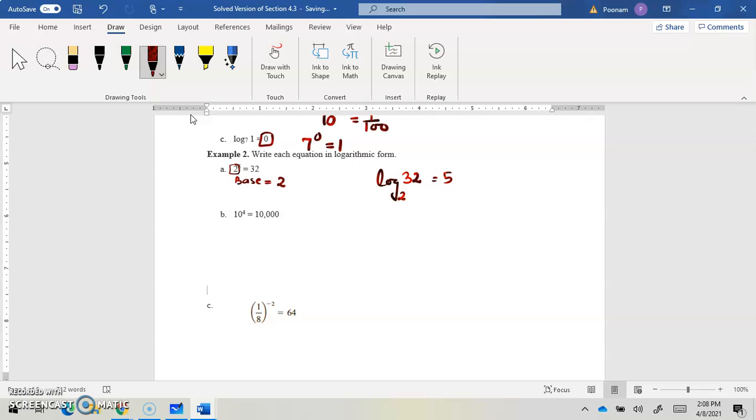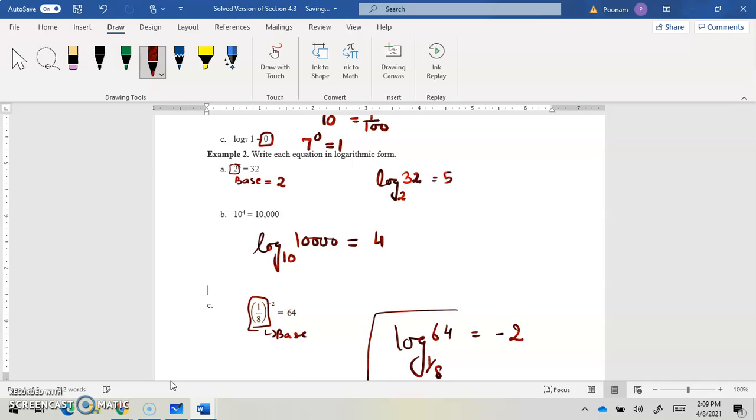Part B, what should 10 be raised to, to get 10,000? That number is 4. We already know in the exponential form that 10 raised to power 4 is 10,000. When you write it in logarithmic form, you write log, meaning what should we raise 10 to, to get 10,000. Log of 10,000 with base 10 is 4. Next, this becomes the base of the log. So log base 1/8 of 64: what should 1/8 be raised to, to get 64, is -2.